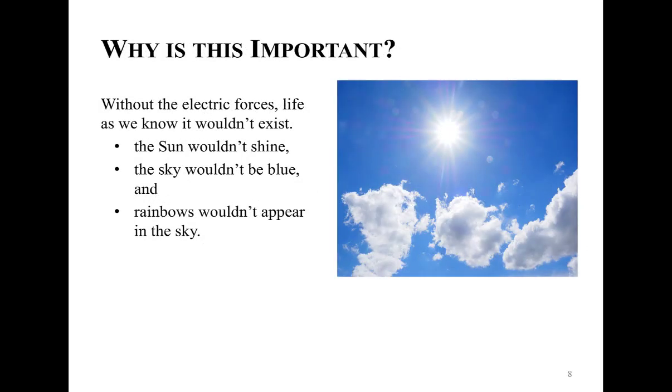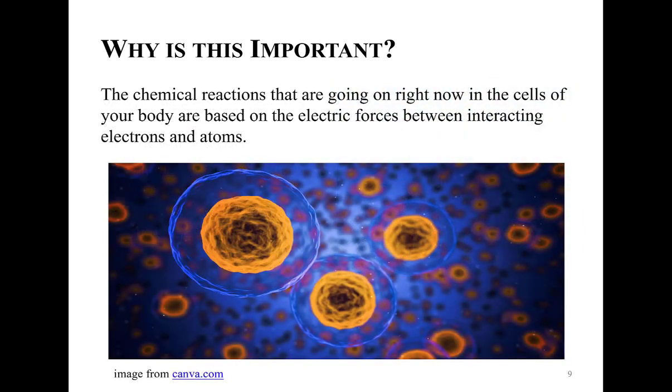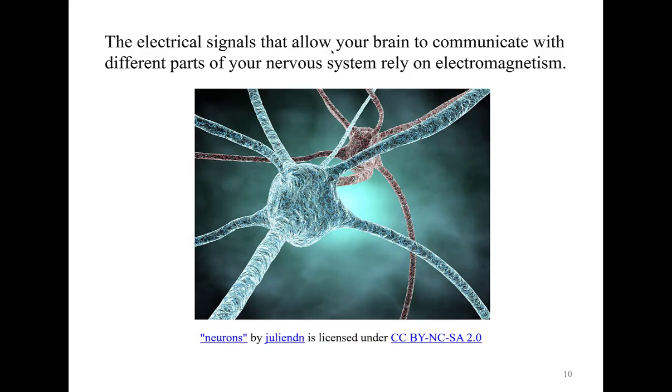Without the electric forces, life as we know it wouldn't exist. The sun wouldn't shine. The sky wouldn't be blue and rainbows wouldn't appear. Chemical reactions that are going on right now in the cells of your body are based on the electric forces between the interacting electrons and atoms. The fact that you're seeing and listening to this lecture, it's because of electrical signals in your brain, between the neurons in your brain and up and down your spine and in your nervous system. Those different electrical signals depend on electromagnetism.